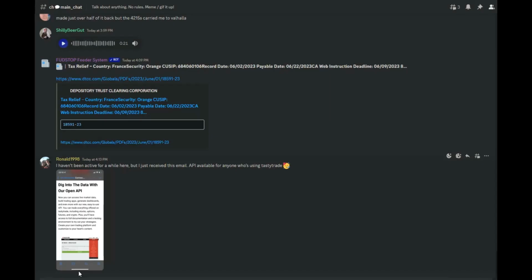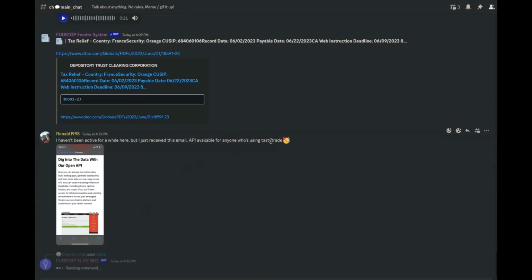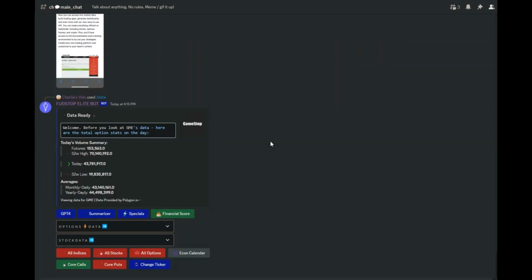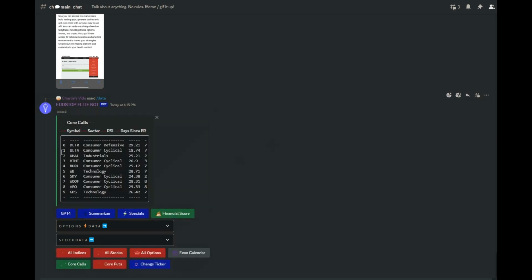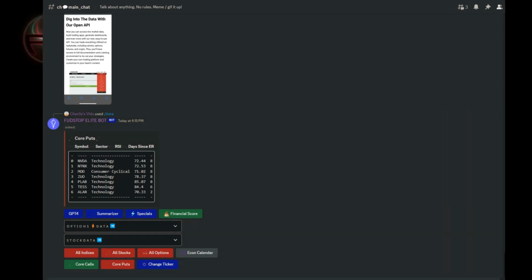It's a little bit slower paced game than most of us are accustomed to at this point in time. But to check the core plays, all you have to do is go anywhere in the Discord where you can type a message, type /data, and then the big data prompt will come up. Just click the core calls button for your core calls and click the core puts button for your core puts. And you'll have a nice list displayed right there in Discord. And that's basically all there is to it. By the way, NVIDIA is on the core puts list. Just wanted to point that out. But yeah, that's basically it for core.